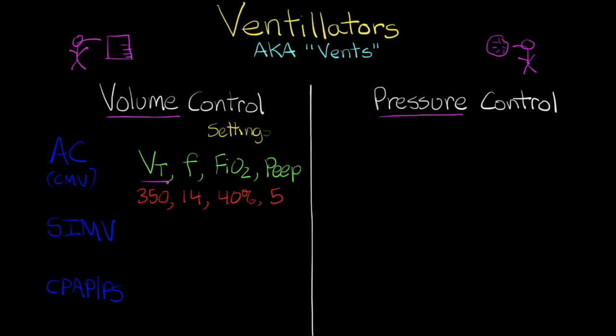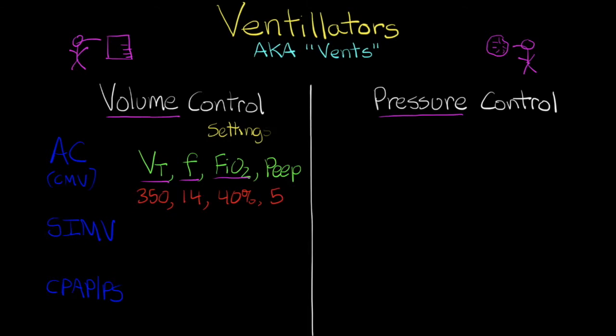Now, moving on to our frequency, pretty simple. Like I said, it's just measured in breaths per minute, and this is how many breaths a minute we're going to deliver. In this case, we're going to deliver 14 breaths a minute, and each breath is going to have 350 mLs. Alright, now for the next setting we have on here, this is our FiO2, and this just stands for the fraction of inspired oxygen.